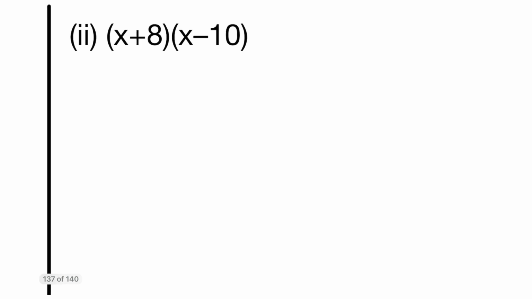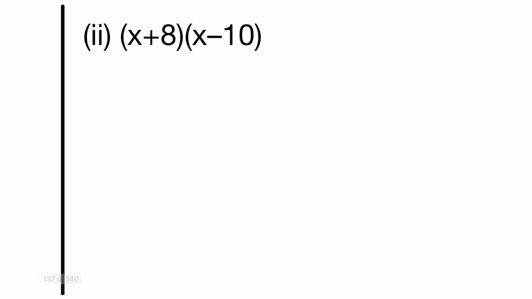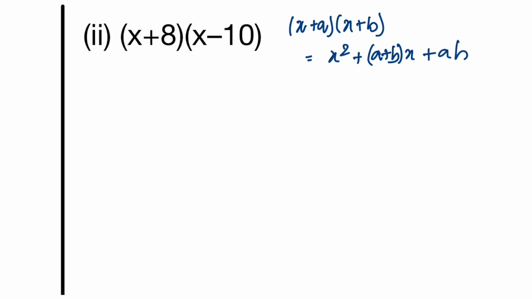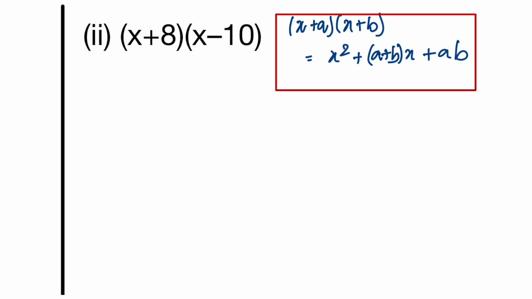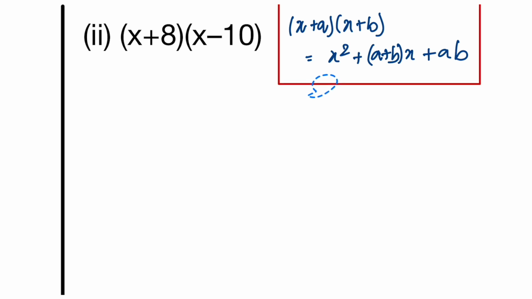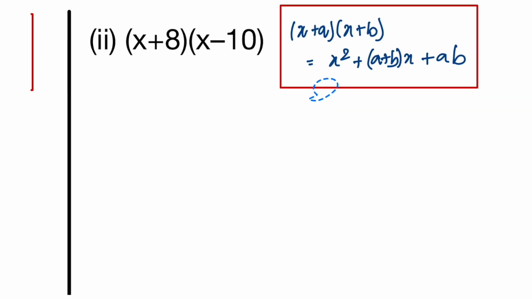Moving on to the next subdivision here, which is x plus 8 into x minus 10. Now here one of the signs in this expression is negative and the other one is positive, but you are going to use the same identity. So the identity is x plus a into x plus b, which is equal to x squared plus a plus b x plus ab. I have rewritten it again here because I want you to write this identity for every question. It will get you some marks, even in case you haven't completed the question or you are wrong with your answer. These kinds of things will get you some marks.